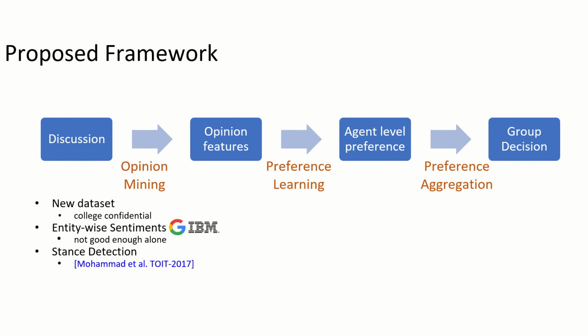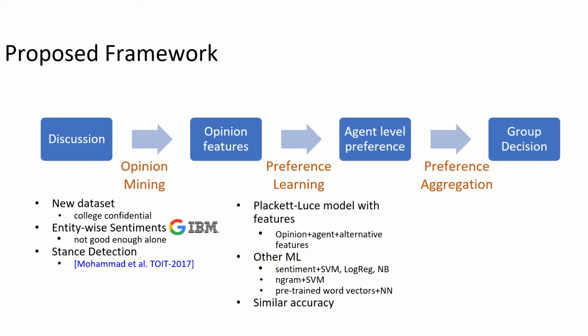So here's our proposed framework to solve the problem. From text and discussion, we want to extract opinion features using established NLP techniques. To start off though, we noticed a lack of NLP datasets about the problem of group decision making specifically. So we created the College Confidential dataset by annotating comments in a college admission forum with the preferences expressed in said comments. Now we make use of popular sentiment analysis toolkits, but sentiment alone proved to be not enough to learn preferences. So we also run a stance detection algorithm to get more opinion features.